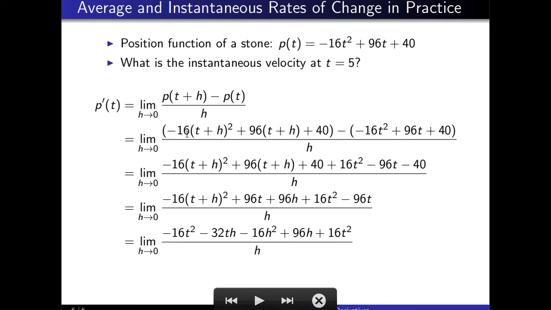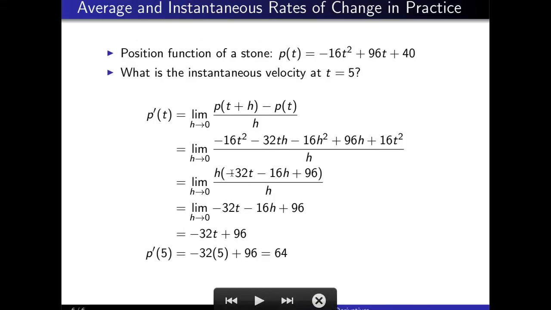Okay, so we wind up with our p of t plus h minus our p of t, and then we'll start expanding things. The first thing we can see is that we have a plus 40 and a minus 40, so those cancel away. Then we'll have a 96t, a 96h, and a minus 96t, so the plus 96t and the minus 96t cancel each other out. Then we expand the t plus h squared, so that gives us a minus 16t squared, and over here we have a plus 16t squared, so those two cancel out. Everything left in the numerator will have an h in it, which is exactly what we want.